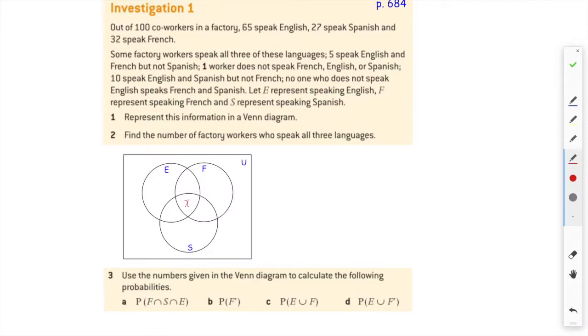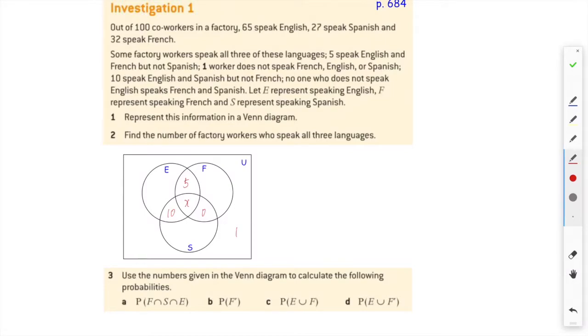Then we have 5 who speak English and French, but not Spanish, so English and French but not Spanish goes here. And then 1 worker does not speak French, English, or Spanish, so that means he or she doesn't belong to all 3 circles. 10 speak English and Spanish but not French, so that region is 10. And then no one who does not speak English speaks French and Spanish, so that means no one goes here.